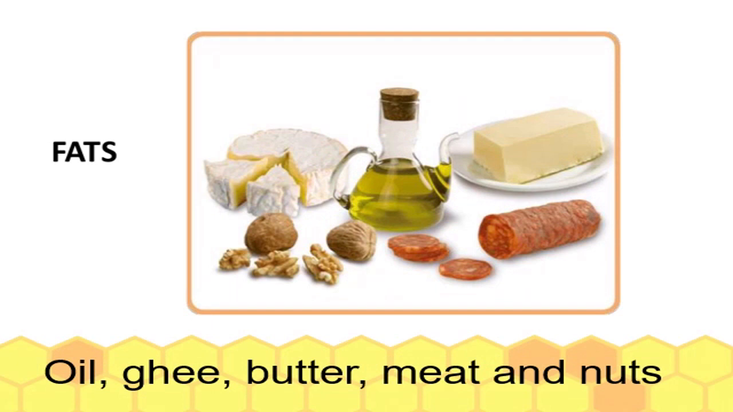The next nutrient we are going to learn about is fats. Fat gives us more energy than the carbohydrates. It also keeps our body warm. Oil, ghee, butter, meat, and nuts are rich in fats. But you should always remember that if you eat a lot of fat-rich food, it can make you obese, which means you will become very fat, which is not a healthy sign.